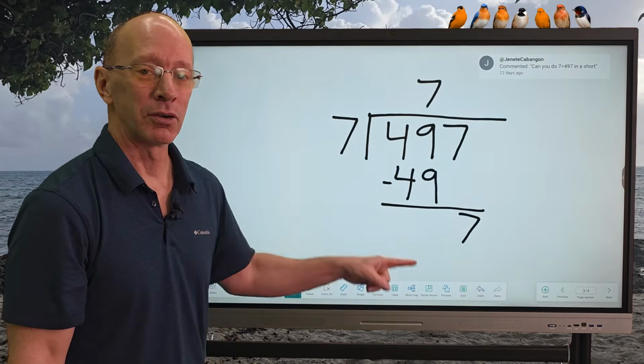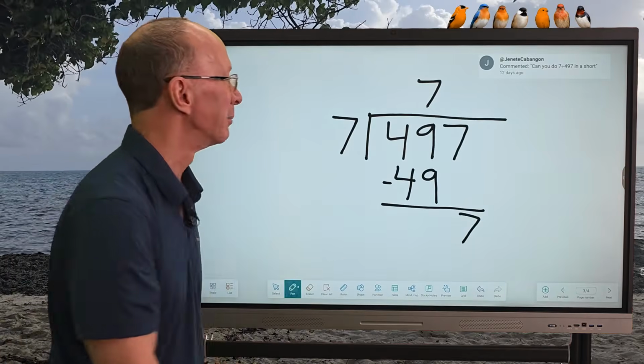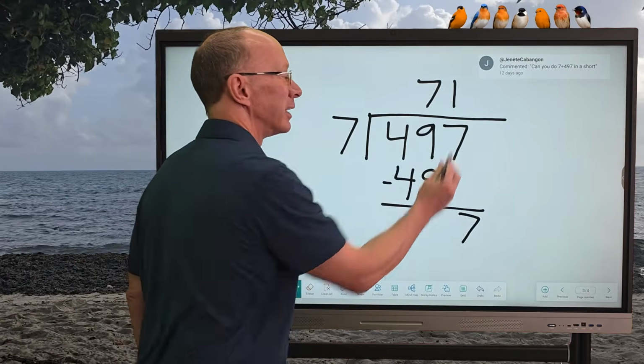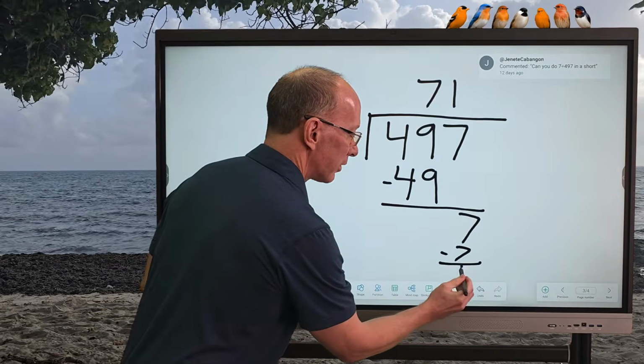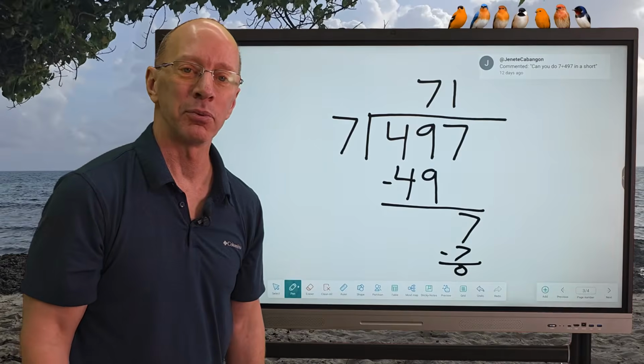How many times can 7 go into 7? Uno, 1 time. All right, so I go ahead and put 71 right there. No remainder. 1 times 7 is 7. Nothing right there. That was a fun problem to do.